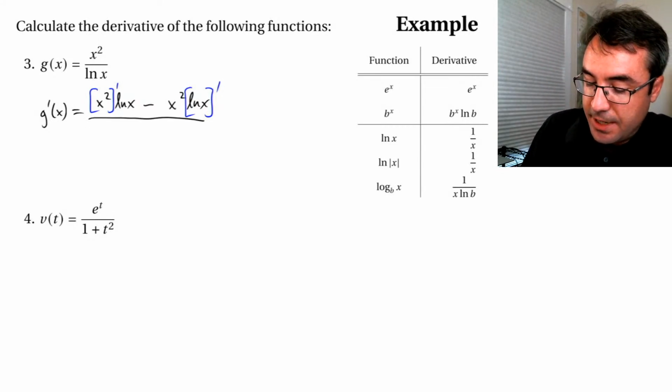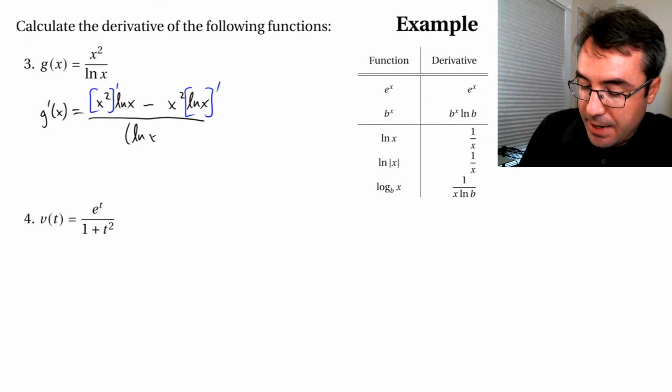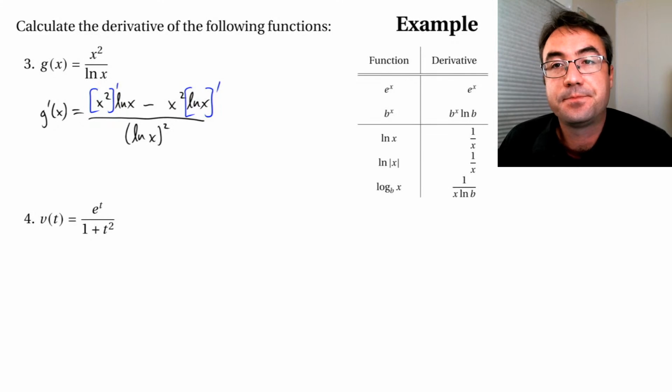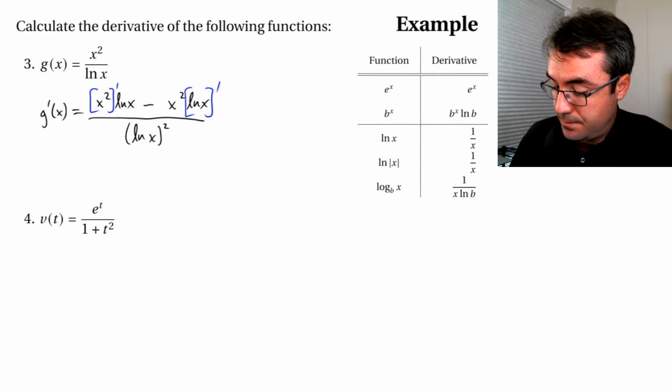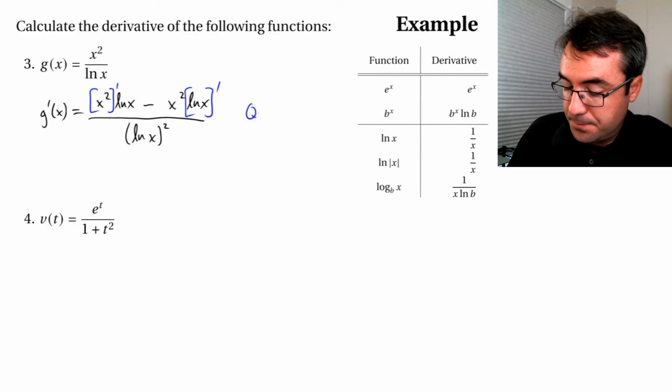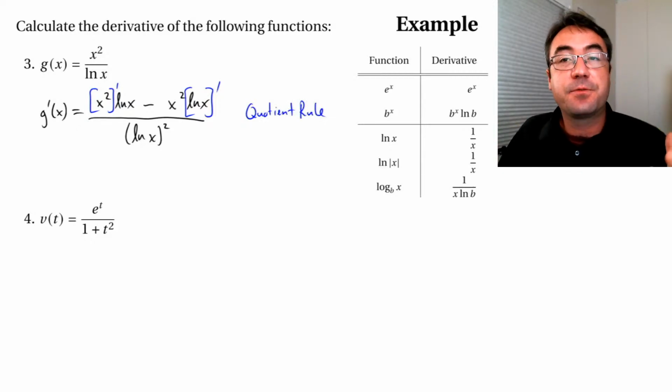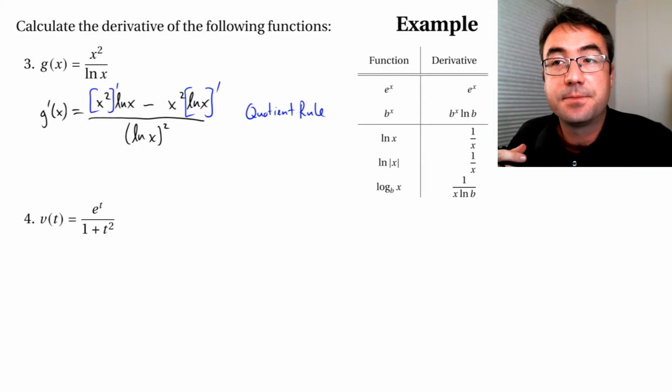Draw the big fraction sign, and then just square the denominator. So it'll be natural log x all squared. So that's the quotient rule. That's where we apply the quotient rule. Now we just got to finish differentiating those terms in the brackets.